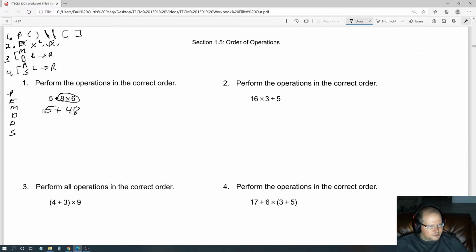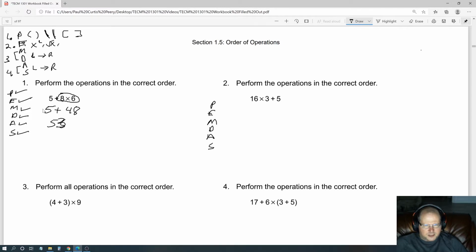If you wrote it out, it would look like this. Parentheses, no, we're done with that. Exponents, no, they don't exist, move on. Multiplication, yes, we did it. There is no division, so we move on. Then we have addition, so we're going to do addition. 5 plus 48 is 53. And there's no subtraction, so we move on. Okay, let me write it down. I'm going to X out the ones we don't actually have. Hopefully that'll make it a little less confusing.